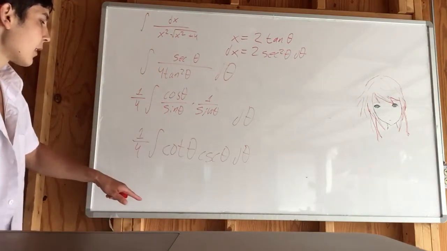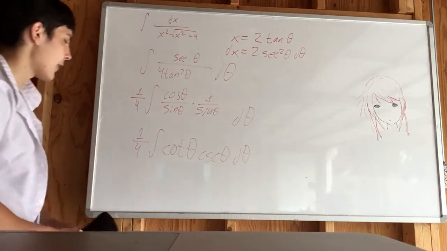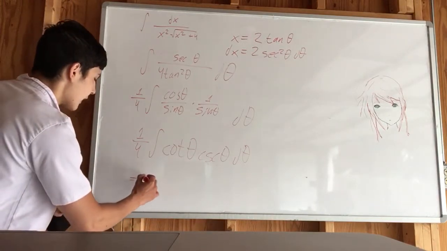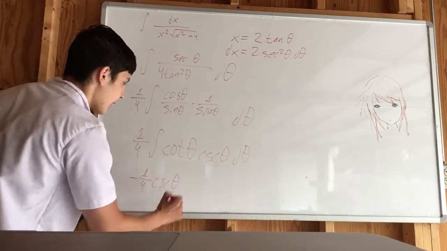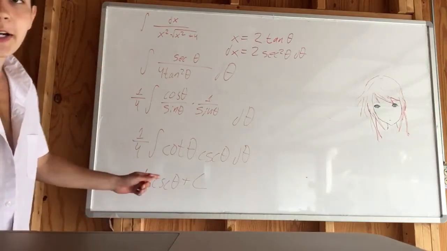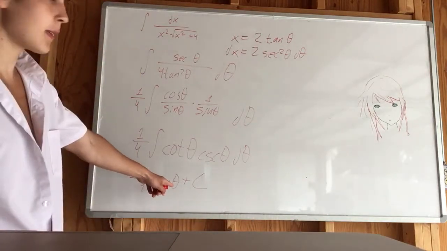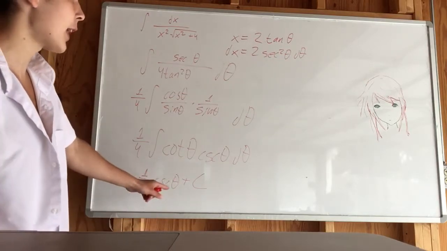What is this? Well, this is something that we can integrate. This is just negative cosecant of theta. So this is negative 1/4 cosecant of theta plus c. But it's not our final answer, really, because we need to have x's instead of theta because we made that substitution back there. So how do we do that?